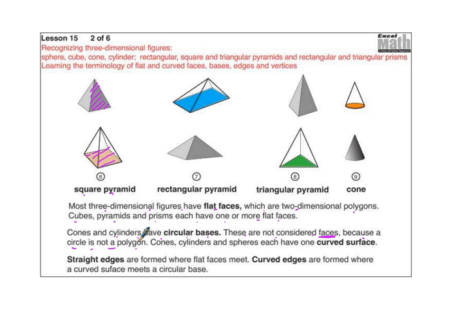In order to be considered a face, it has to be a polygon, which means it has to have three or more straight sides that are closed with no curves, and there can't be any curving on it at all. So a circle, like right here, cannot be considered a face. We're going to call that a base instead. Cones, cylinders, and spheres each have one curved surface. A curved surface is something that, let's put it this way, if you set your glass on it, if you set a drink of water, it wouldn't work too well.